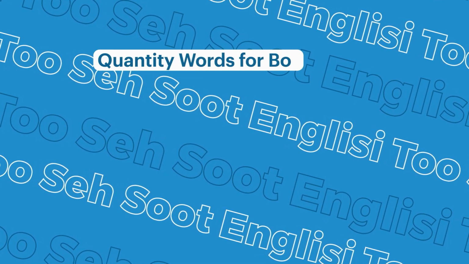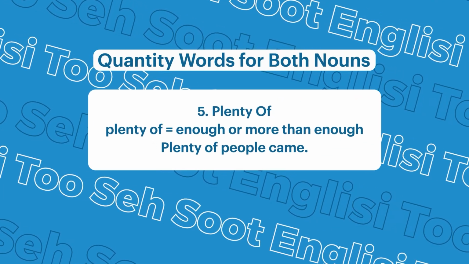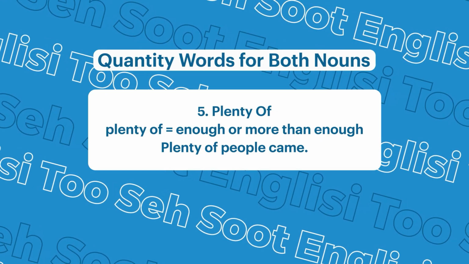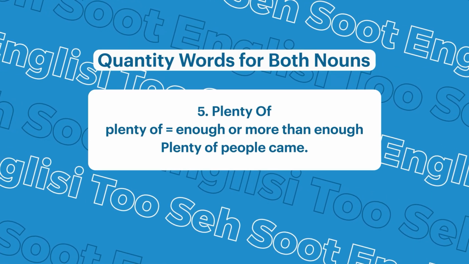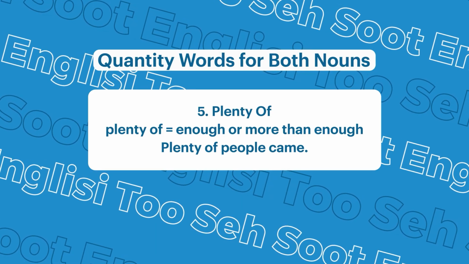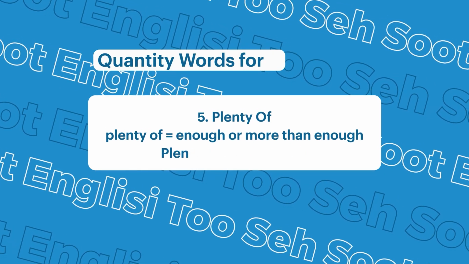Number 5 is plenty of. Plenty of means enough or more than enough. It means there is enough or a lot of something. Plenty of people came. This means enough people came, maybe even more than expected.